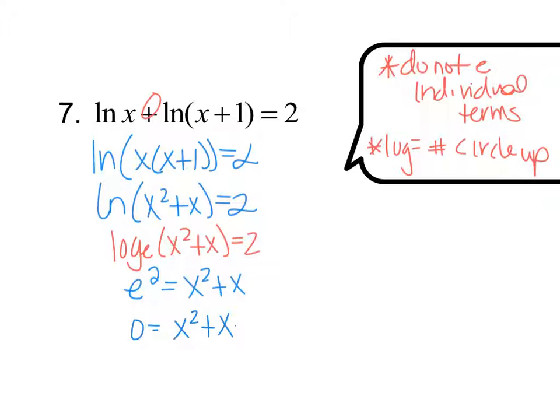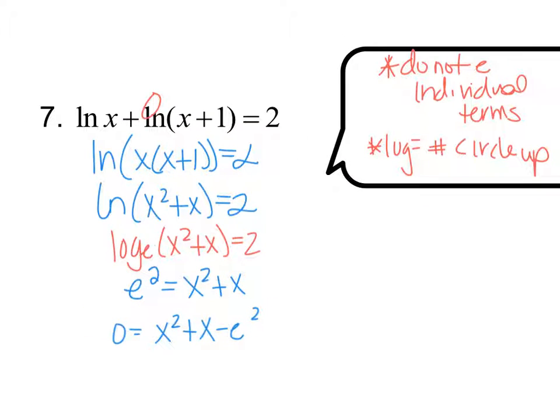Just know that in this example, you would then have to go ahead and factor and make sure both answers work. So the biggest thing here is to apply the properties to get down to a log equaling a log or a log equaling a number, and then apply our properties from there. All right, last example.